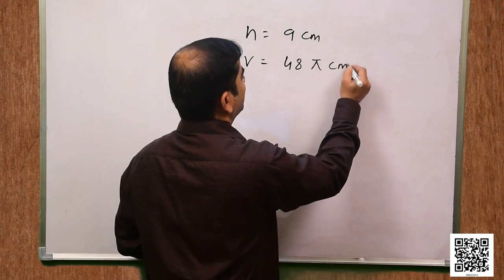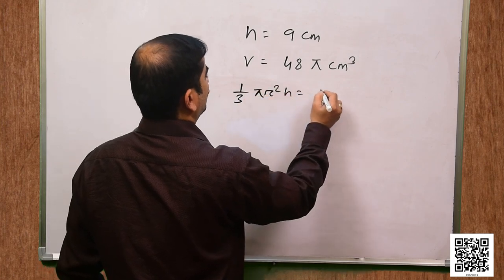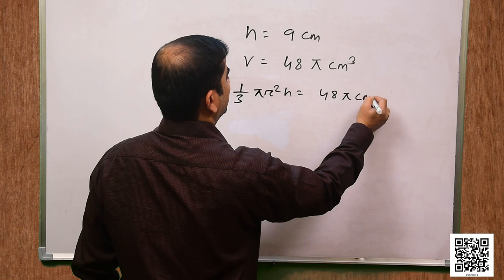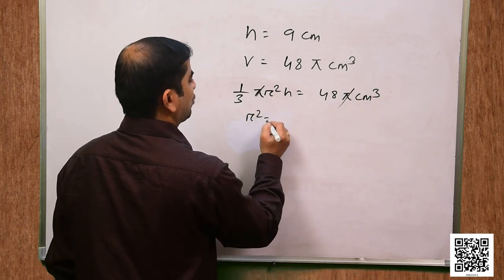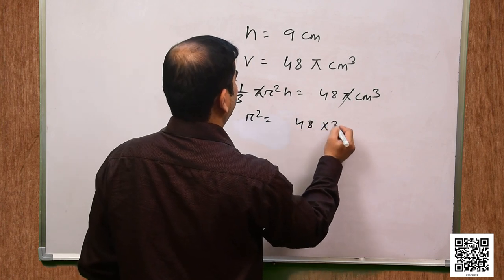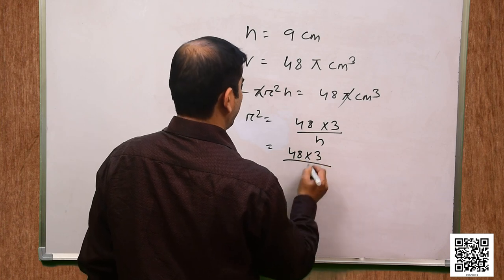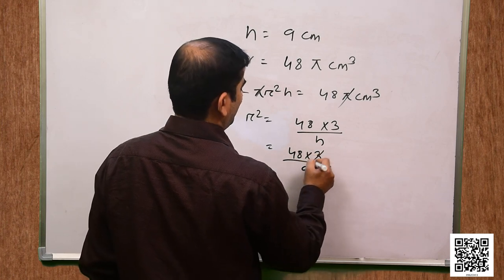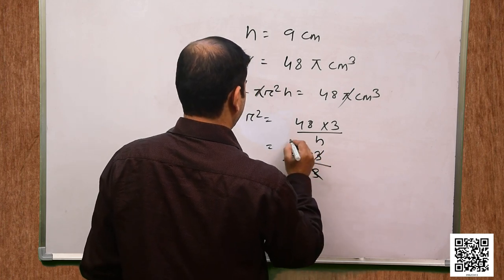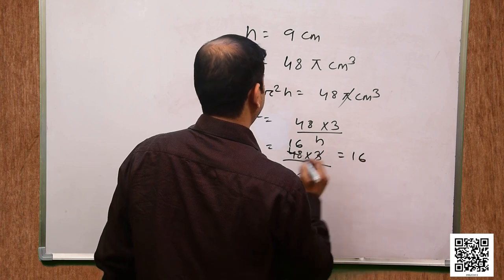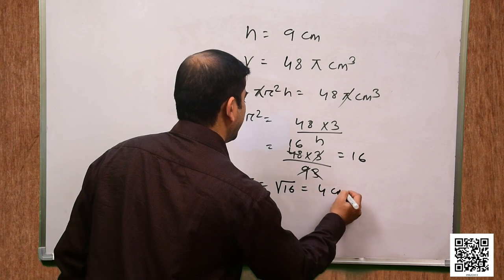That means 1 by 3 pi r square h is equal to 48 pi centimeter cube. We can cut pi from both sides. So r square is equal to 48 into 3 divided by h, that is 48 into 3 divided by 9. So 3 3 is 9, 16. So r is equal to square root of 16, that is 4 centimeter.